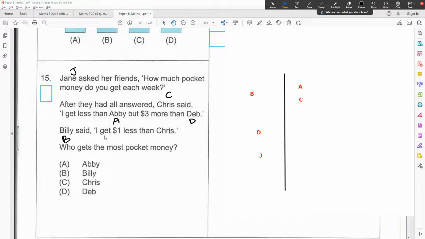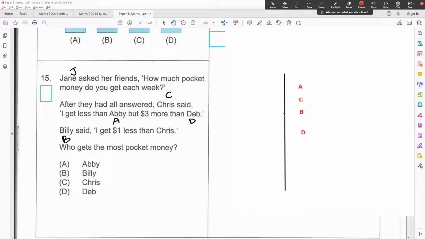And then it says, Bully said, I get $1 less than Chris. So Bully is going to be less than Chris. And who gets the most pocket money? What about Deb? I get less than Abby, but three more than Deb. Chris gets three more than Deb. So three more than Deb will be here, because Bully is only one less than Chris. So Chris is one more than Bully. What about Jane? Is Jane getting any money? No, so we don't have to worry about her.